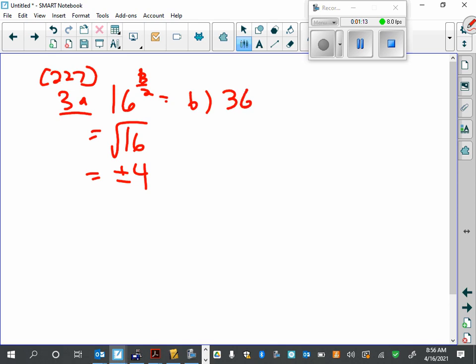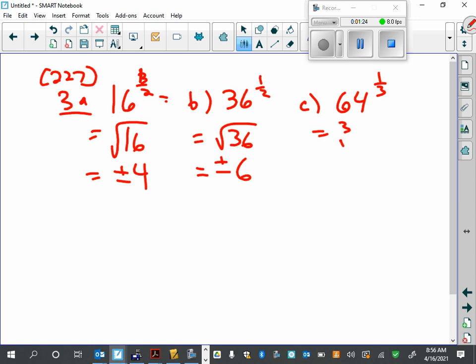B is 36 to the 1 half. What's the square root of 36, everyone? Perfect. Cubic root of 64. We saw this yesterday, and some of you lost a half a mark. What's a cubic root of 64? 4. Okay, it's not positive or negative. Cubic roots are not positive or negative. If it's cubic root of negative 64, it's negative 4. Cubic root of 64 is positive 4. Square roots are positive, negative.